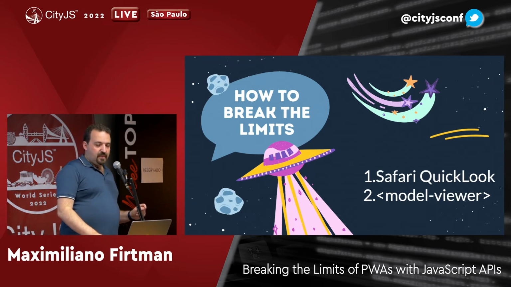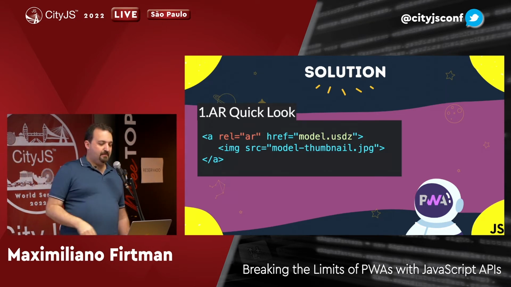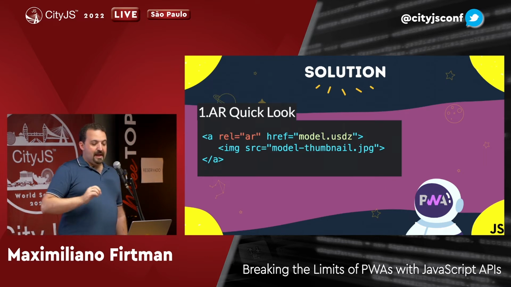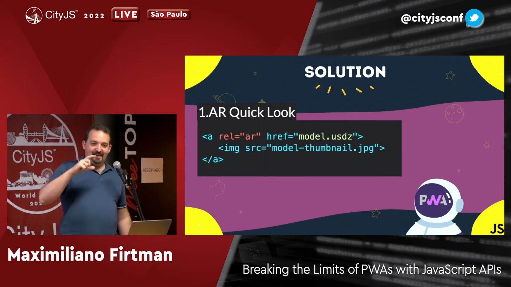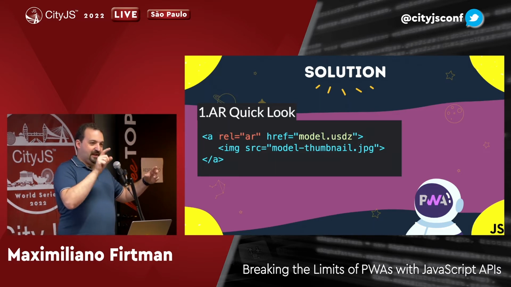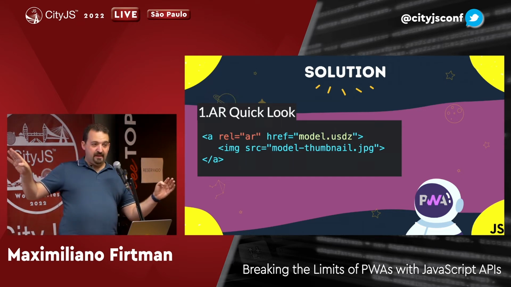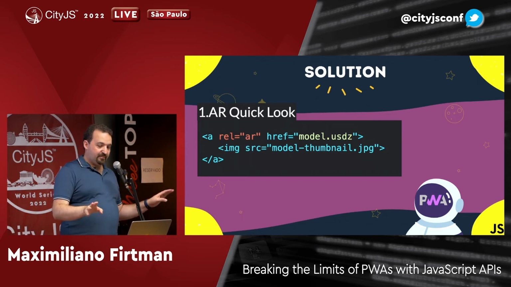With Safari Quick Look, you can put a link like this, an anchor, a normal link, but it has rel equals to ar, augmented reality. And then you link to a USDZ file. This is actually a 3D model in an open format pushed by Apple, but it's open anyway. And within the link, you put an img tag that is actually the thumbnail, so what you see before actually clicking on the image. And just with this, you will have an augmented reality experience by default. You don't need to write any JavaScript.